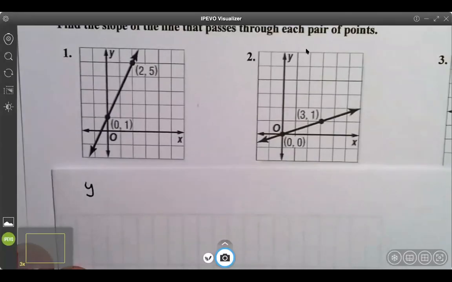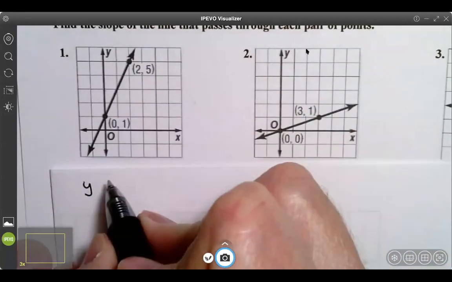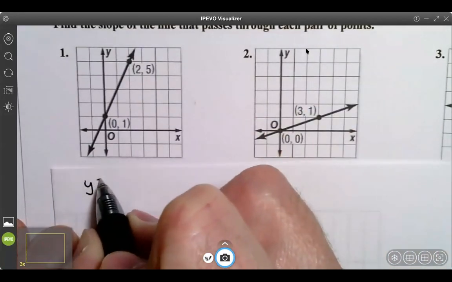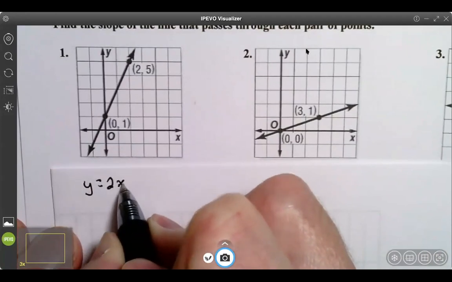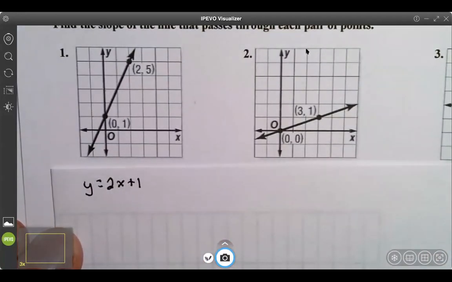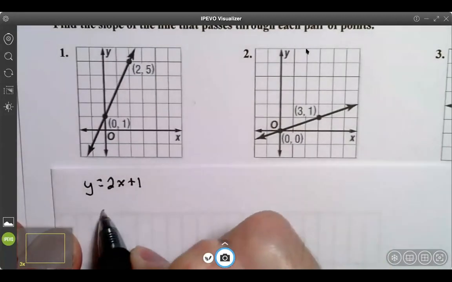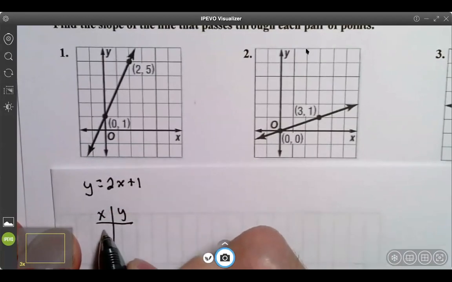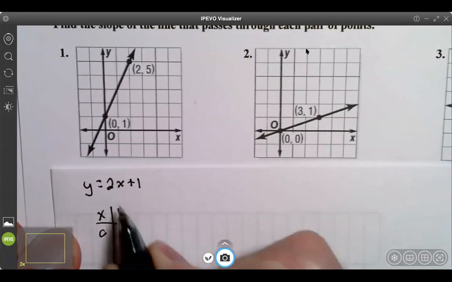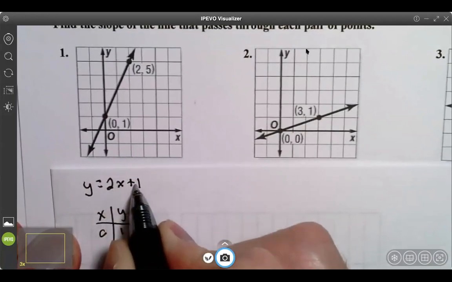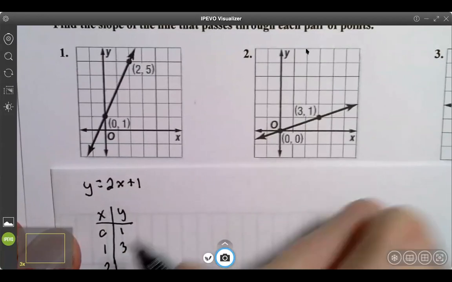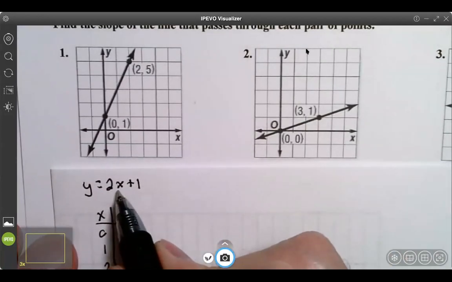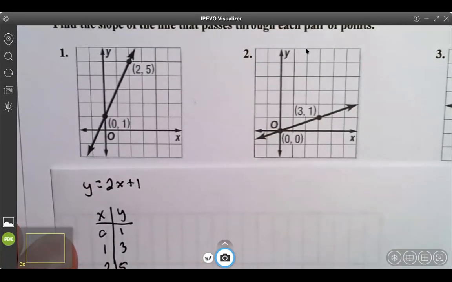All right, let me try to teach you something else on the fly right here. I know just by looking at it that the equation for that line is y equals 2x plus 1. And hopefully by the end of this unit, you'll be able to do that. If I plugged in some numbers for x, let's just start with 0 for x. I get 0 plus 1 is 1. If I plug in 1 for x, I get 2 plus 1 is 3. If I plug in 2 for x, I get 4 plus 1 is 5. If I plug in 3 for x, I get 6 plus 1 is 7.